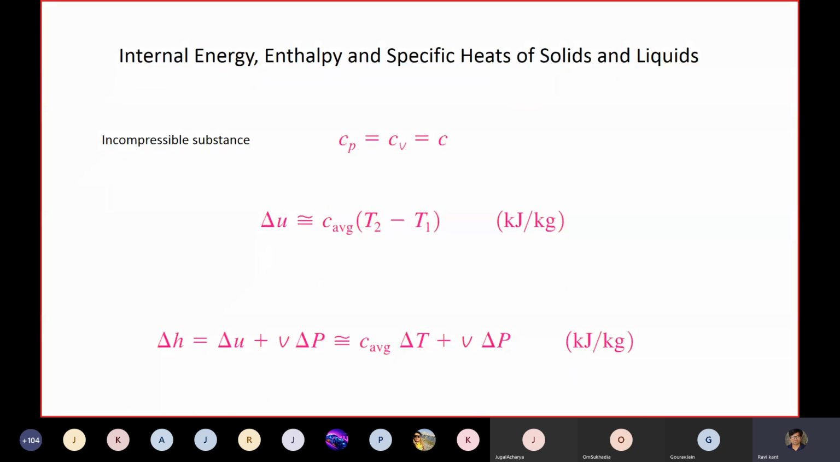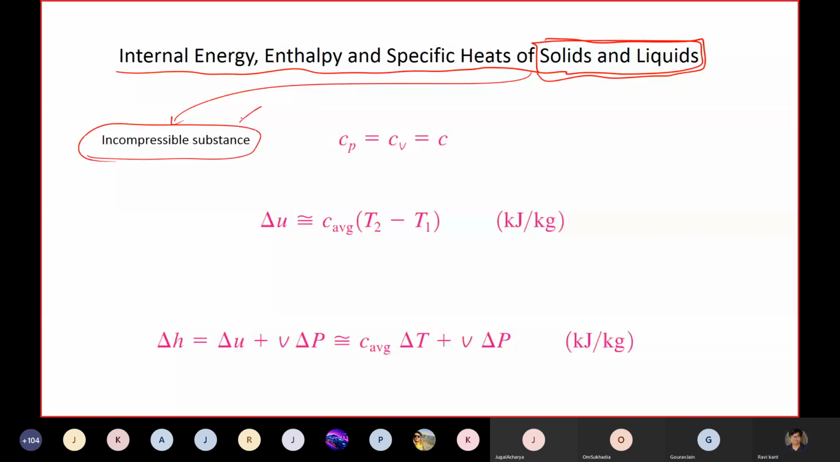Internal energy, enthalpy, and specific heat of solids and liquids. The properties of solids and liquids are such that they are actually incompressible substances. What does it mean? With application of any pressure, the volume change is so small as compared to the gases.